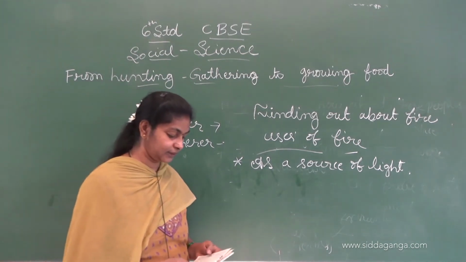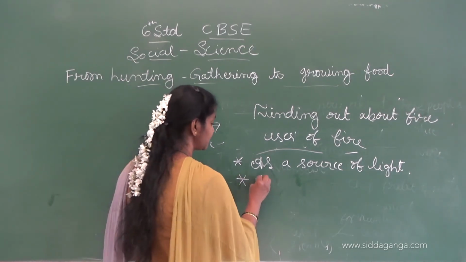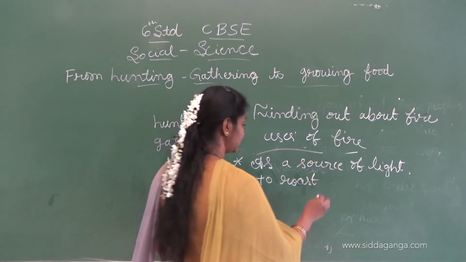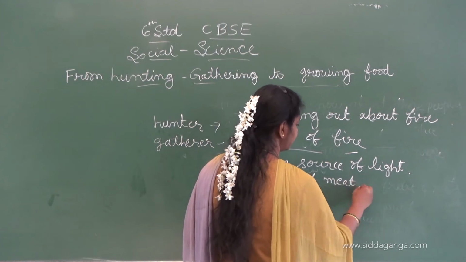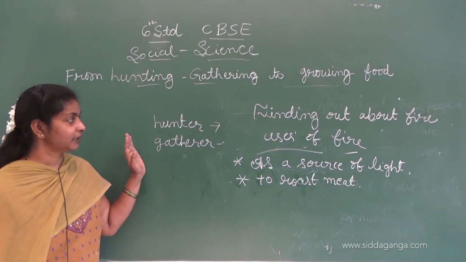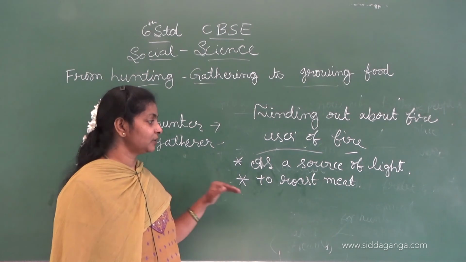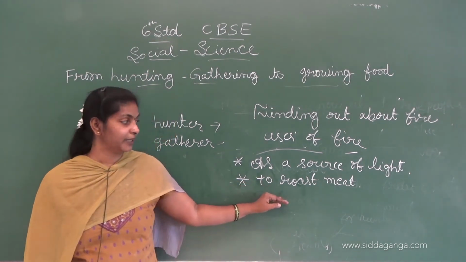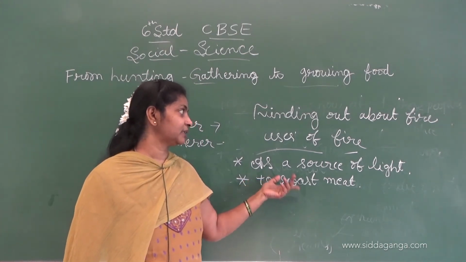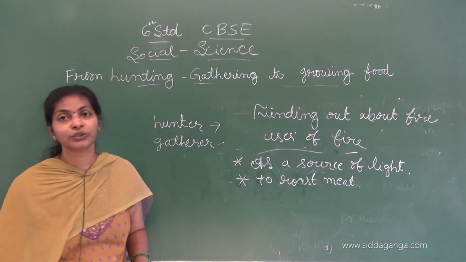The second one is to roast meat. You already know they are meat eaters. They hunt the animals and they eat them, isn't it? So they also use the fire to roast the meat, which made that meat very tasty. For that purpose, the fire is also used.